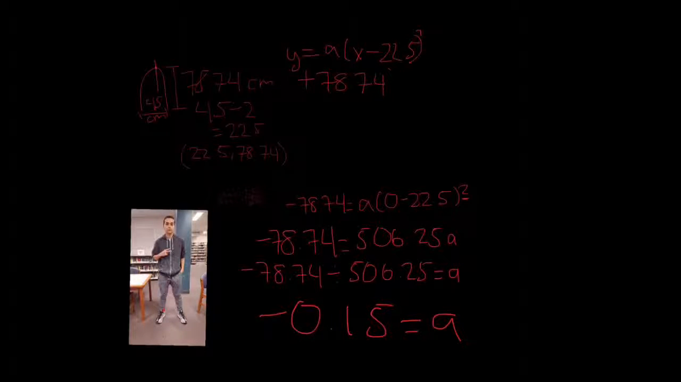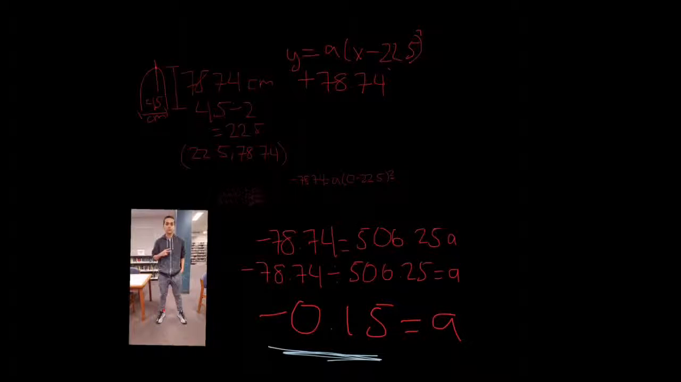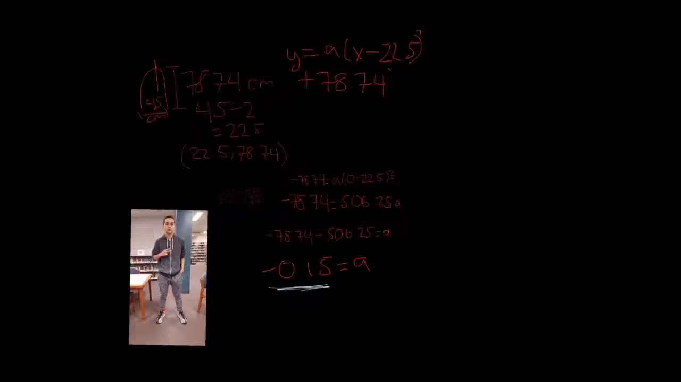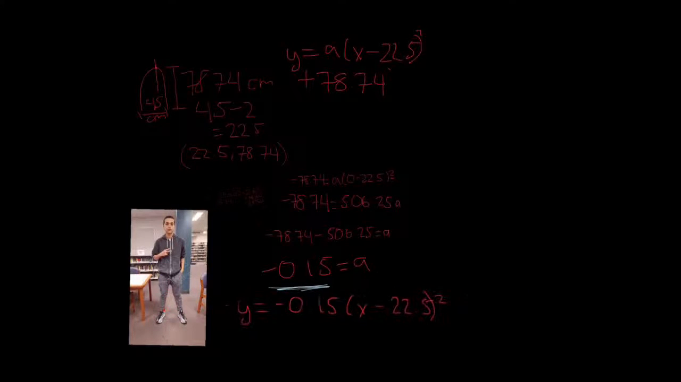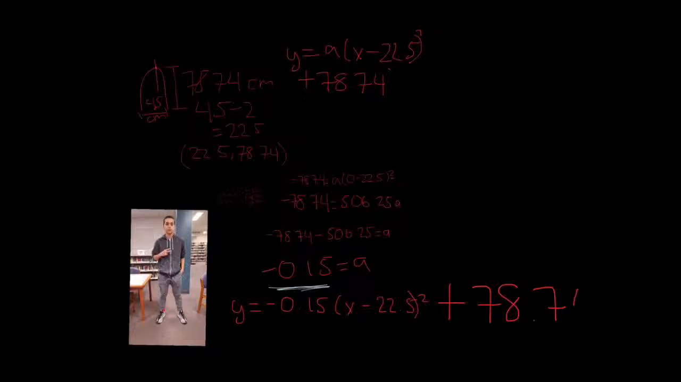And now we plug this number into our equation. So the equation should be y equals negative 0.15(x minus 22.5) squared plus 78.74. And this is your final answer.